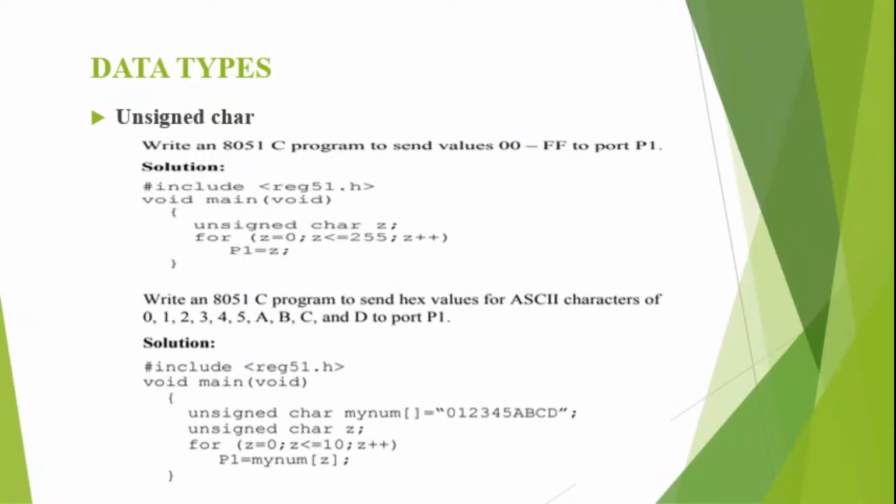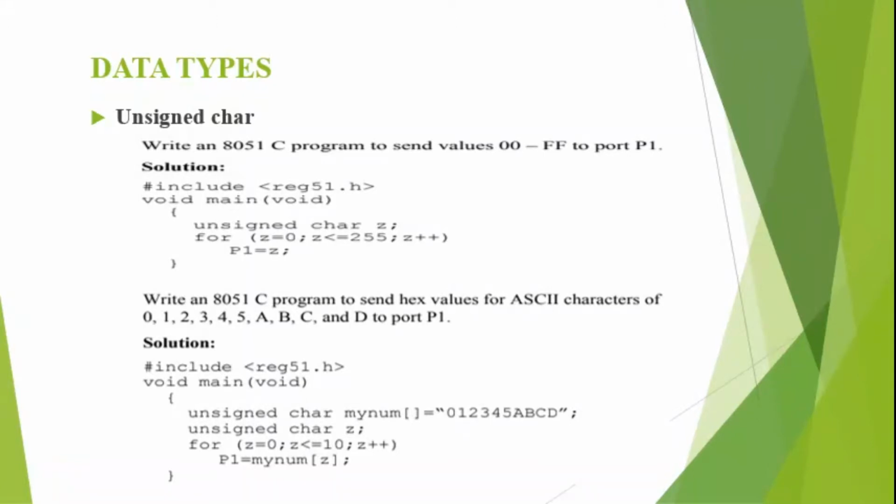The first program is: write an 8051 C program to send values 00 to FF to port P1. For C programs written for 8051, we have to include the reg51 header file, and then in the main function we have the variable z declared as unsigned char. To send the values 00 to FF, we have to vary the value of z from 0 to 255. So we are using a for loop to vary the value of z from 0 to 255, and each time the value of z will be copied to port 1, P1.